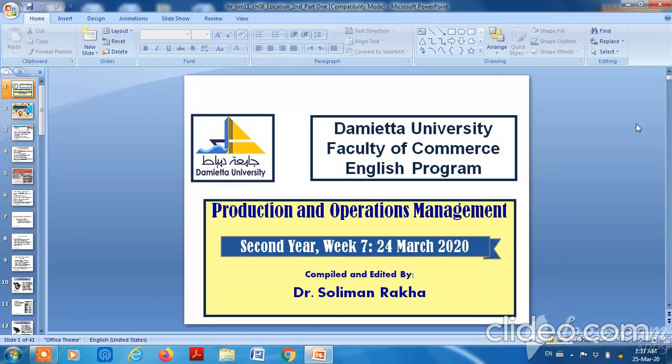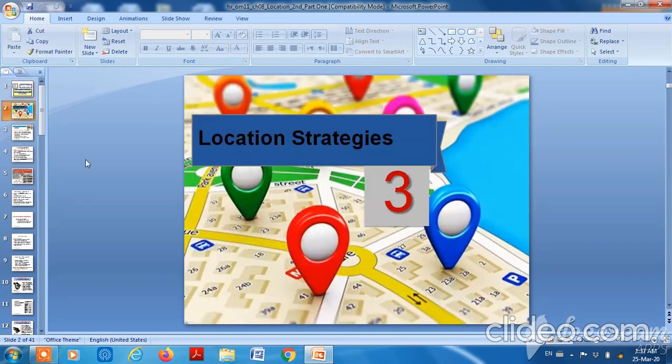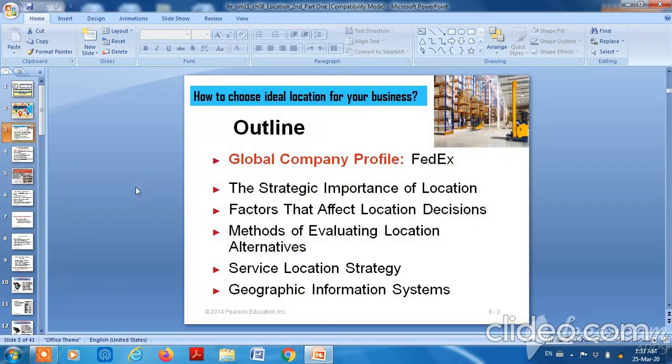As you remember from the previous lectures, the first one was productivity and an introduction to study production and operations management. The second one was forecasting demand. So, the third topic in our course is location strategies: how to choose the ideal location for your business.